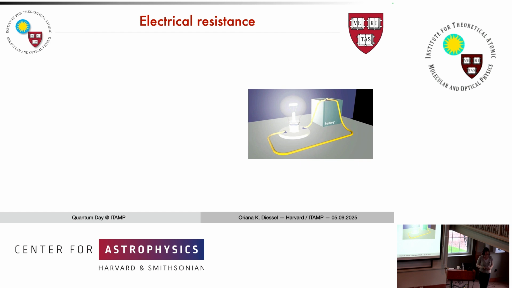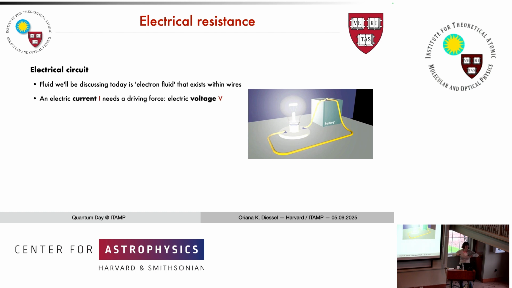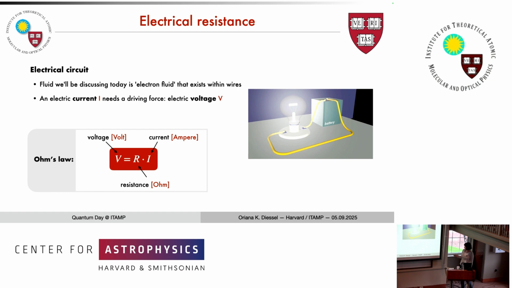So the fluid we will talk about today is not water, but it's actually some electron fluid that exists within metals or wires. But the picture you can have in mind is very similar to flowing water. So also an electric current needs a driving force, and this driving force is voltage. And there's a famous law, Ohm's law, that says that the voltage is proportional to the current, and the proportionality constant here is the resistance. So this is basically the friction we have for this electron fluid.